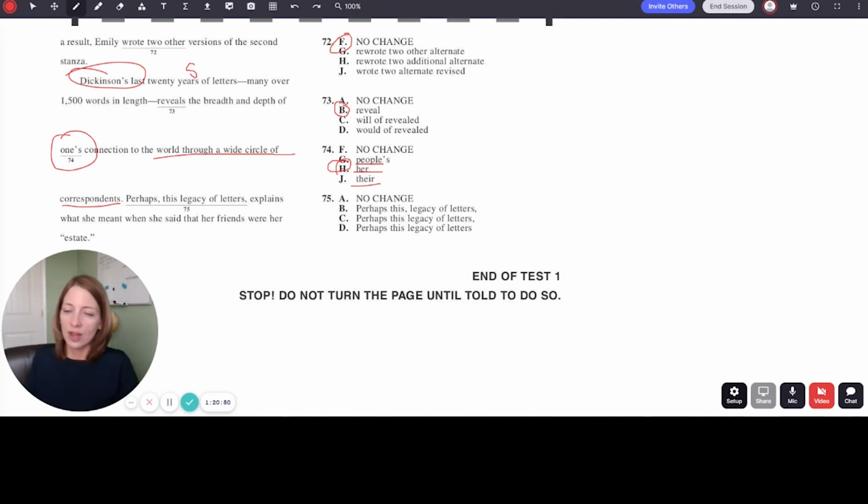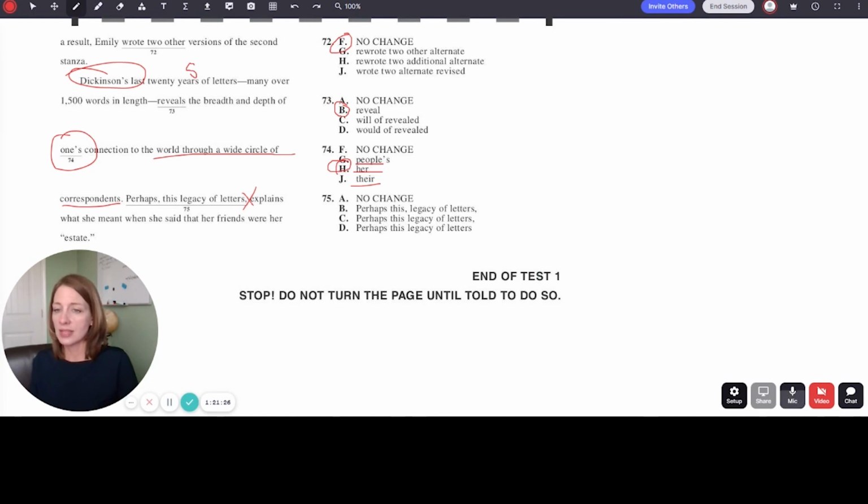So we've got, on 75, all the words are the same. So this is a comma problem. "Perhaps this legacy of letters explains what she meant when she said that her friends were her estate." Okay. Perhaps. So I don't like a comma in between the subject and the verb. No good. But let's pause.